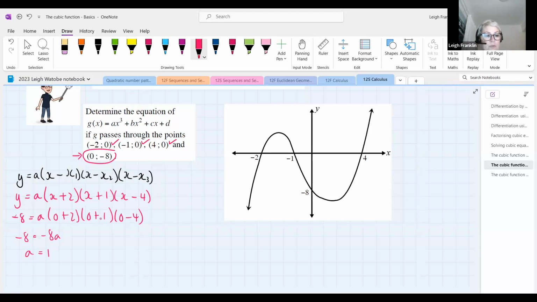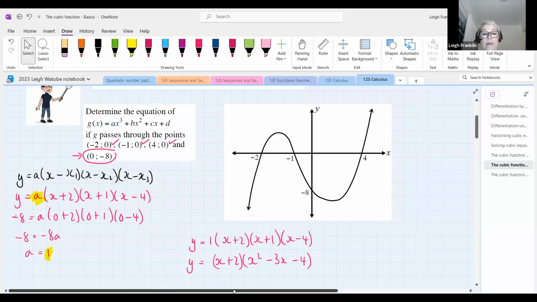What we would then have to do is go and sub that a value back in over here. So where I'm highlighting it in yellow, that's where we would sub it back in. In this case, 1 is not going to change anything. So we've got y equals 1 times x plus 2 times x plus 1 times x minus 4. The easiest thing for you to do is leave the first bracket as it is and FOIL the second 2 brackets out. So this would give us x squared minus 3x minus 4.